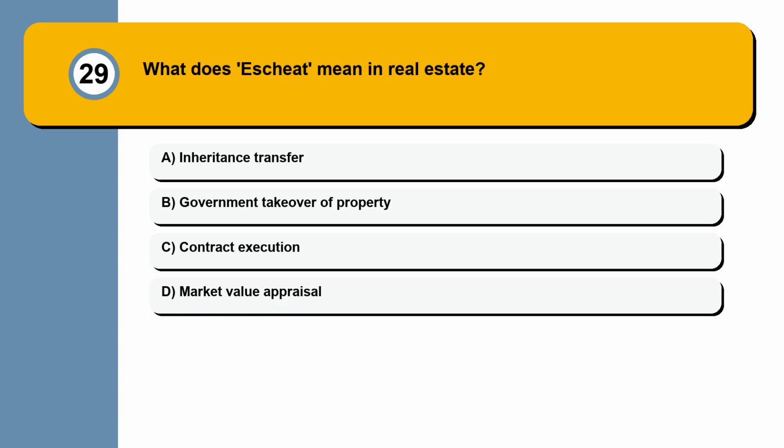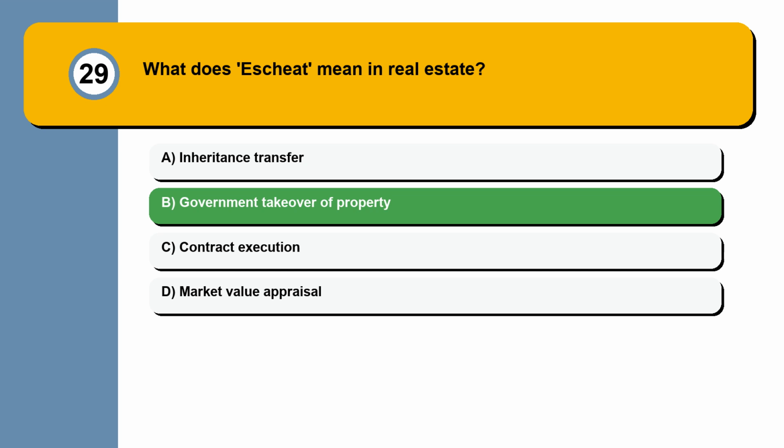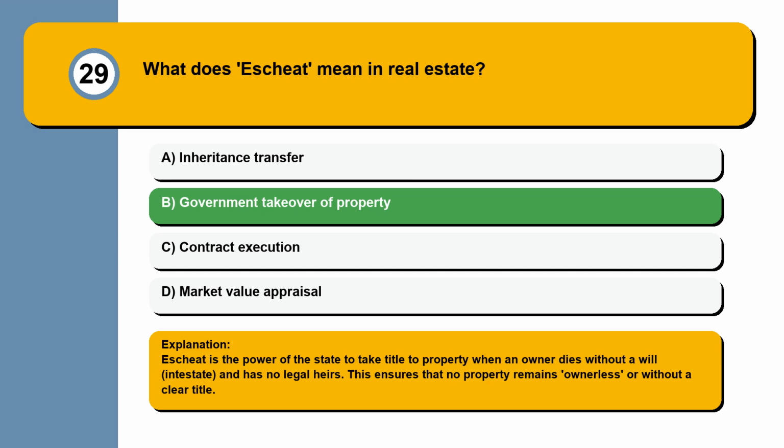Question 29. What does escheat mean in real estate? Inheritance transfer, government takeover of property, contract execution, market value appraisal. Escheat is the power of the state to take title to property when an owner dies without a will, intestate, and has no legal heirs. This ensures that no property remains ownerless or without a clear title.